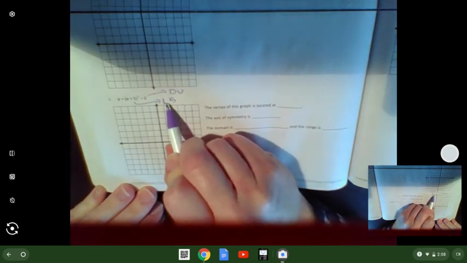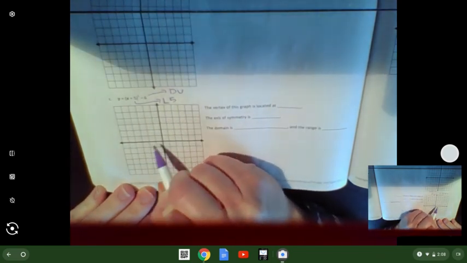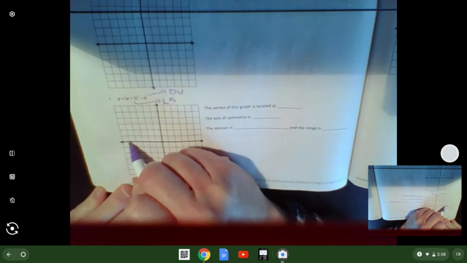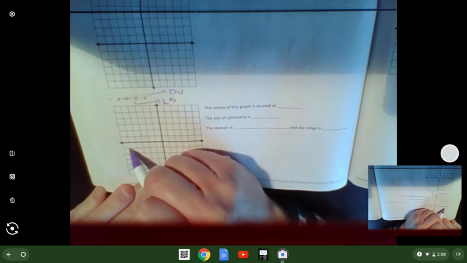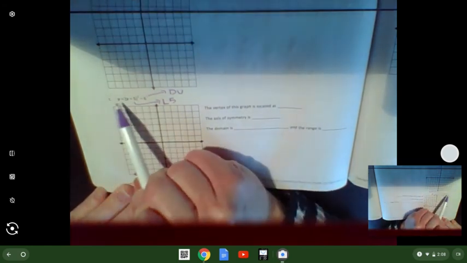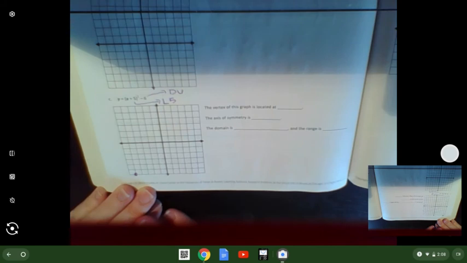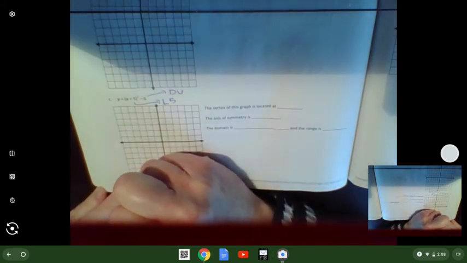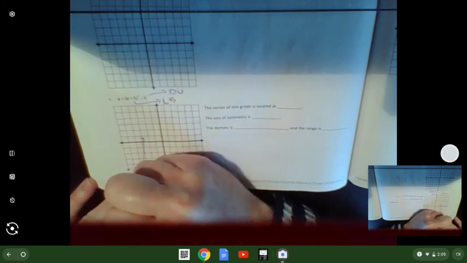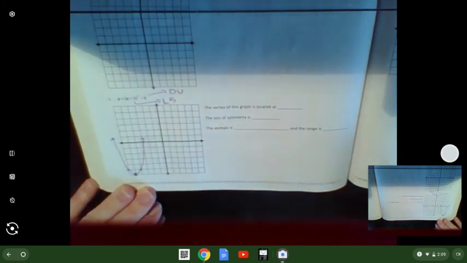So I'm going to go left 5 from the origin, 1, 2, 3, 4, 5, and I'm going to go down 6. 1, 2, 3, 4, 5, 6. I'm going to place a point. We don't have any A values. I don't need to worry about wide and skinny. So I'm going to go up 1, over 1 in both directions to kind of guide my parabola. And there we go. We have a parabola.